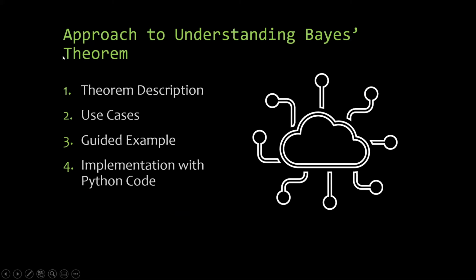So to understand Bayes' theorem, we're going to follow this approach. First, I'm going to describe the theorem to you. Then I'm going to describe to you why it's important by highlighting a few use cases. Then I'm going to help you understand how to use the theorem by walking you through a guided example. And then finally, you'll see the power of the theorem when it's implemented with code. And with this code, I'm using Python.